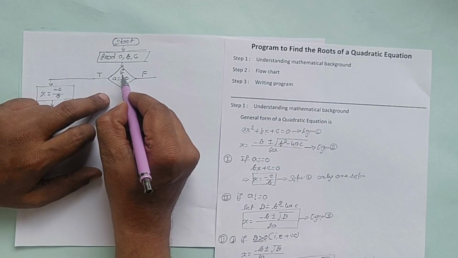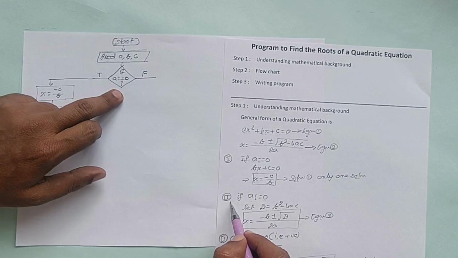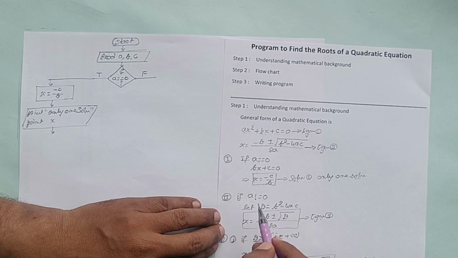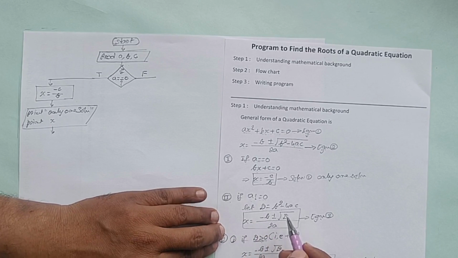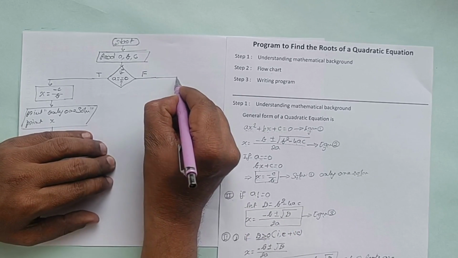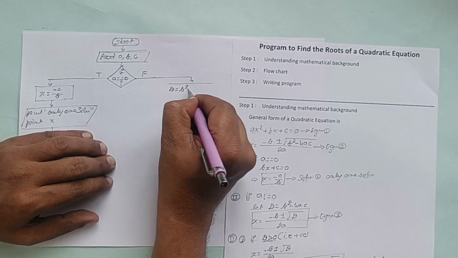Next, if a is equivalent to 0 is false, that is the second main, that is, a is not equivalent to 0. This is the case. The first thing is we have to find the value of d using this formula. That is what we are going to show in the flowchart. d is equal to b square minus 4ac.